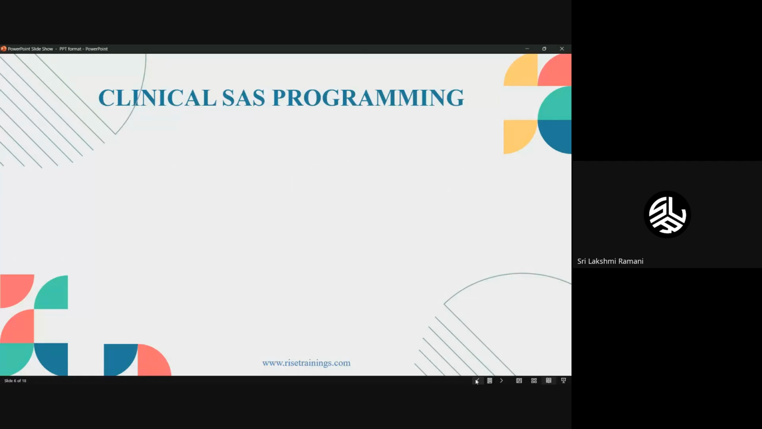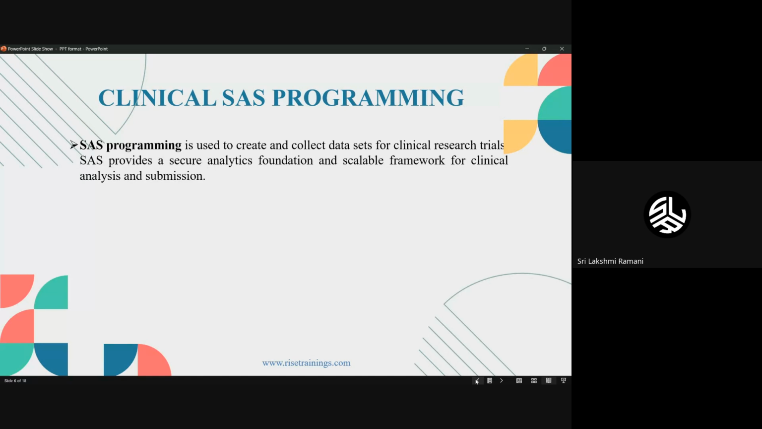Coming to clinical SAS programming, I already discussed the whole concept in the previous slide itself. I'm just briefing it now. We will collect the data from the CDM people, like the clinical trial data, and we will perform analytics on it. I already told you we should create graphs, bar graphs, pie diagrams, or tables, listings, and figures.